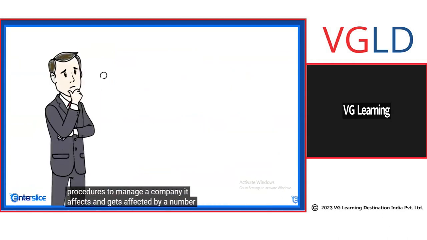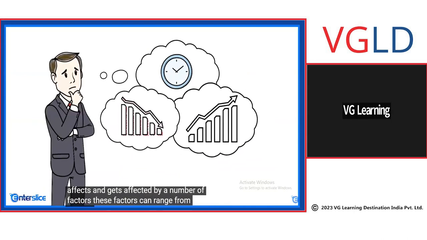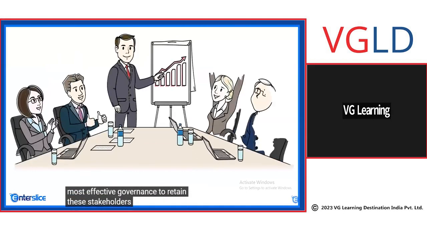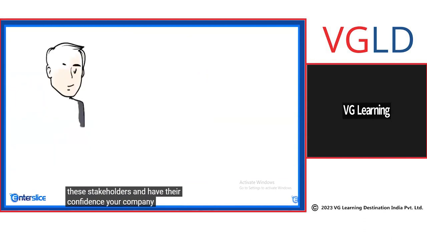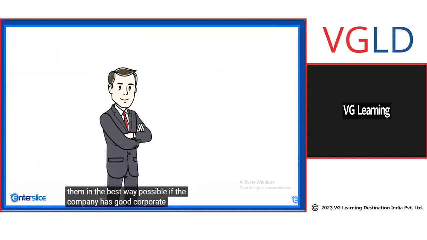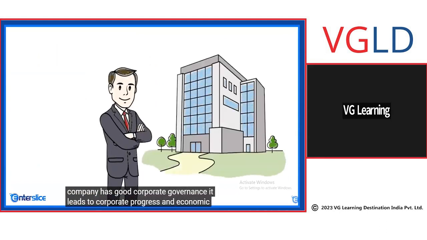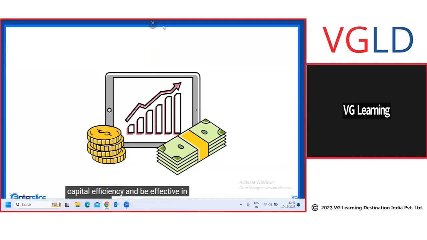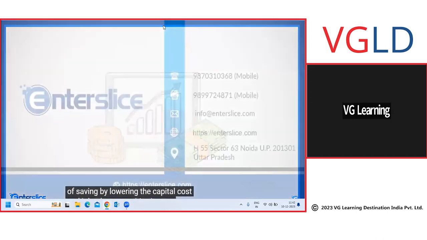It affects and gets affected by a number of factors. These factors can range from internal to external factors such as shareholders' activism, a threat of hostile takeover, and prevailing legal environment. The company must have the most effective governance to retain these stakeholders and have their confidence. Your company must be able to understand the requirements of various stakeholders so that you can address them in the best way possible. If the company has good corporate governance, it leads to corporate progress and economic growth. It also helps in raising the capital efficiency and be effective in its corporate matters. It ensures a lot of saving by lowering the capital cost, and it leads to a positive impact.